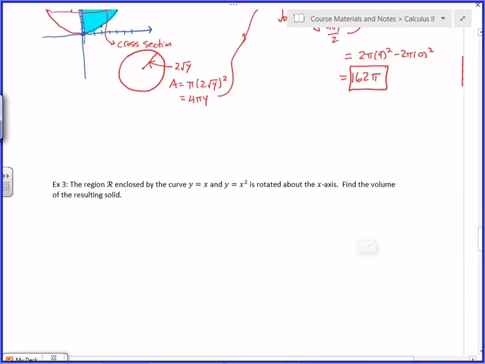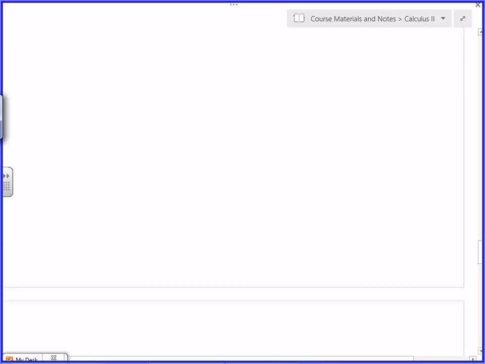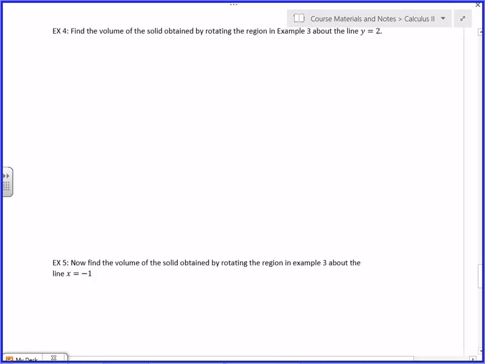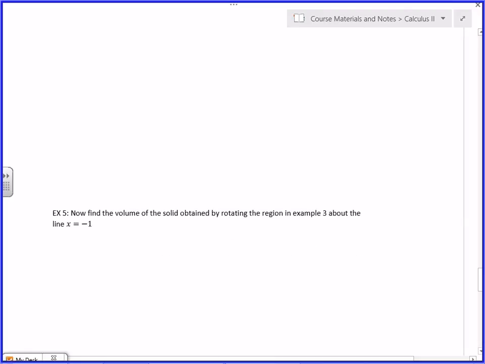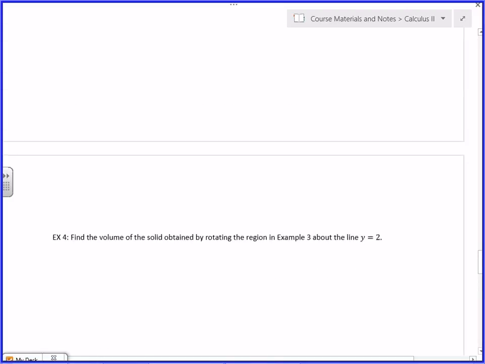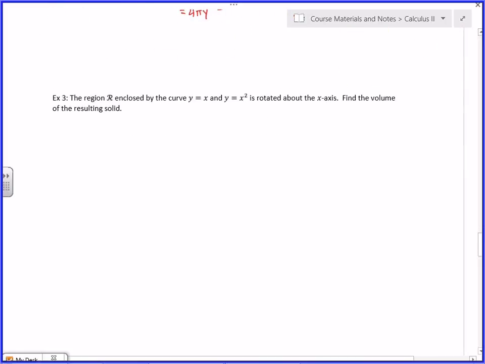Okay, so the next 3 examples, I think, all involve the same region. I'm going to be revolving the region around different lines and see what shapes I get out of it. Okay, so first of all, let's find what region R we're talking about. So in this example, number 3, 4, and 5, I've got a region enclosed by the curves y equals x and y equals x squared. So first thing you do is just graph both of those on the same graph. And I think most of you should be able to do that even from scratch without needing a calculator.